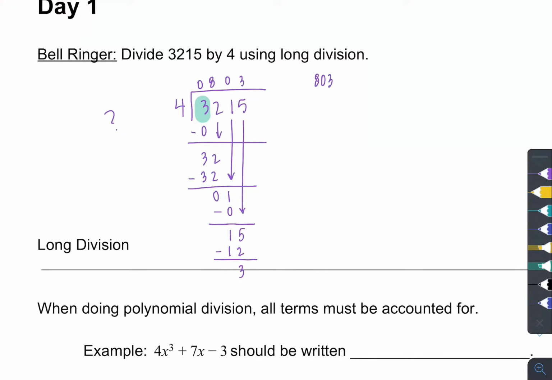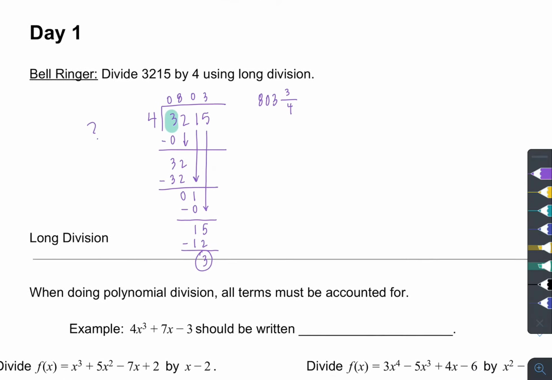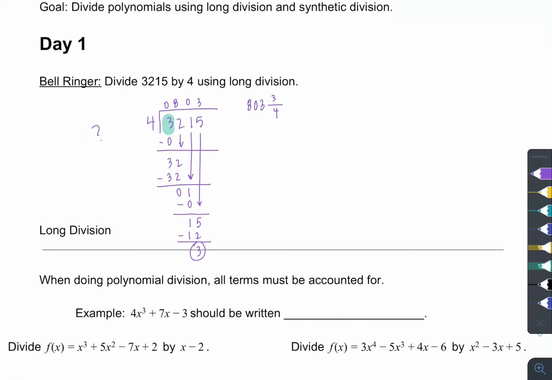Some people like to put remainder 3. We're not going to do that. We are going to write it as, let me rewrite this here. So we're going to have 803. And then we're going to have 3, our remainder, over our divisor, which is 4. So it's 803 and 3/4 is our answer. Okay, so when we get into long division with polynomials, it's the same thing.